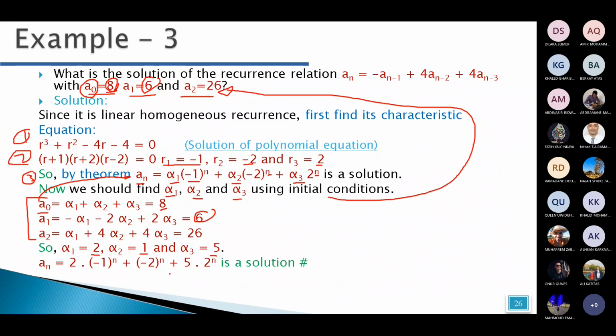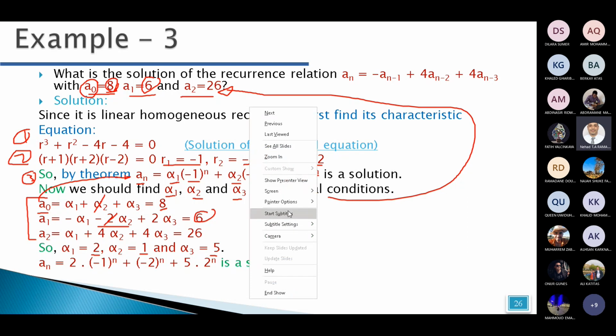Actually, the easiest way is to multiply one of them by a number so it matches the other one, then add or subtract between them to solve it. For example, we can multiply this one by 2. Then when you subtract, you will remove alpha 2 with alpha 2. Then later you can also solve with the third one. Actually, it will take time.